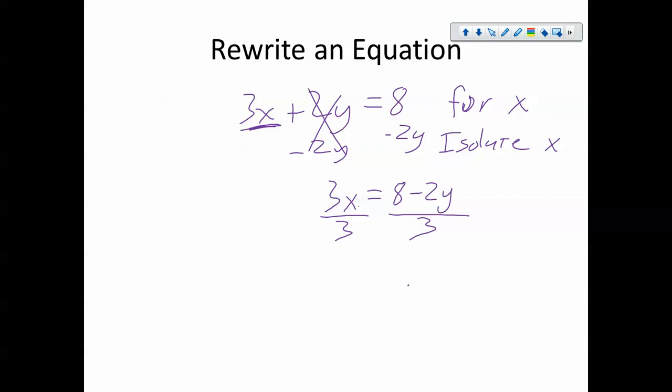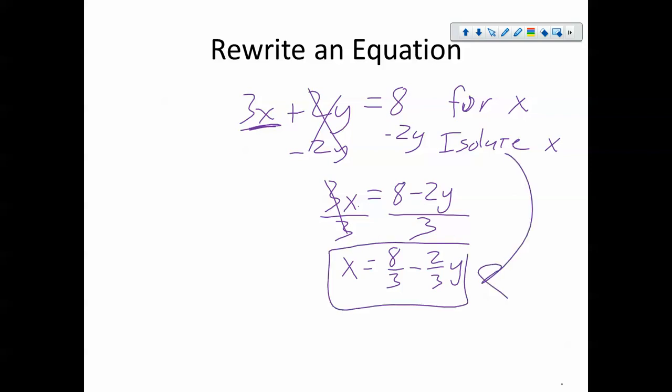Now, this is kind of strange. Notice that I'm dividing everything by 3, right? 8 divided by 3, 2 divided by 3. So on the left-hand side, those cancel and I get x. And then I have 8 divided by 3. And 8 divided by 3 is 8/3, right? I'm going to leave it as an improper fraction. Don't try to mess with it. Don't make it a decimal. Just leave it as an improper fraction. And then over here, I've got 2 divided by 3. Minus 2/3 y. That right there is my final answer because I have isolated x, right?